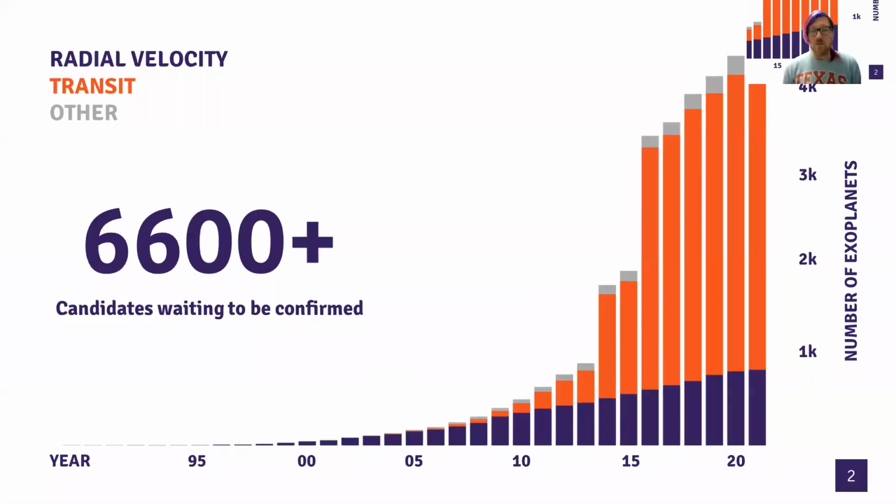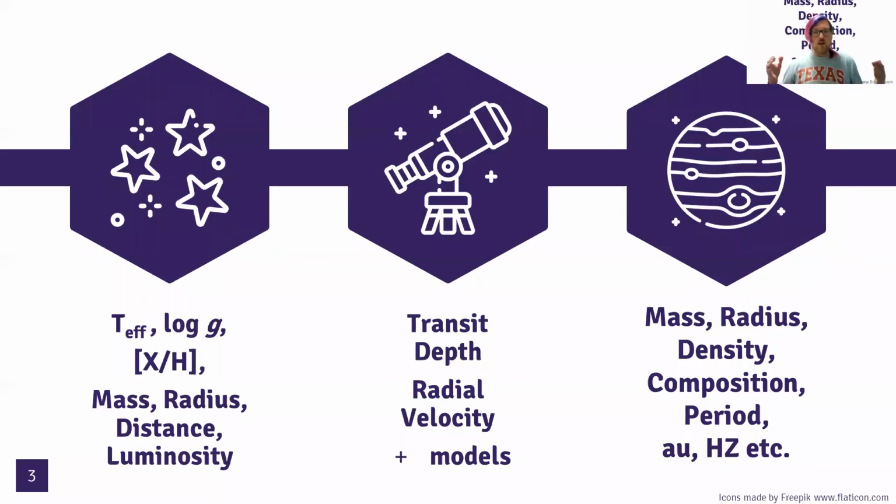So we have uncovered well over 4,000 planets orbiting stars in the night sky, and well over 6,600 planets waiting to be confirmed by ground-based observations around the world. And so we can look at these planetary systems and see the transit depth and the radial velocity measurements to understand the size and mass of these planets, but that is all based upon the stellar parameters. The effective temperature, the log g, the mass and radius of those stars is crucial to then better understanding the mass, radius, density, composition, and we can go further on into characterizing these worlds.